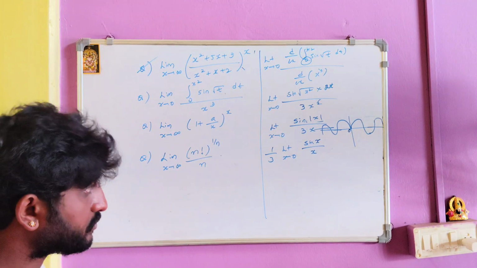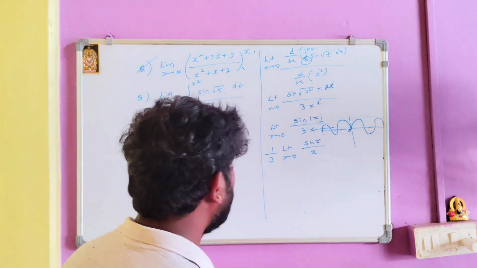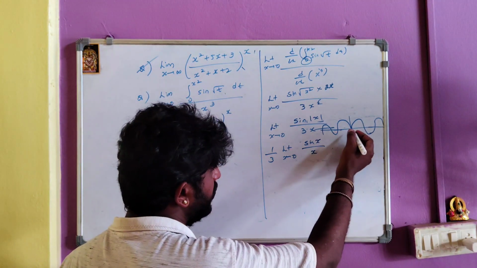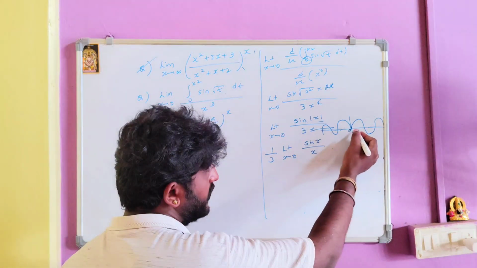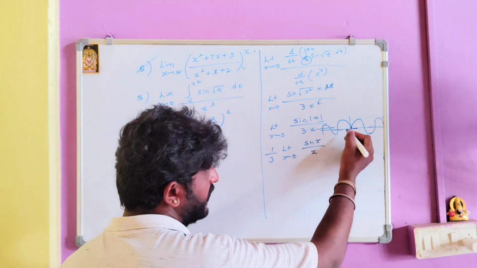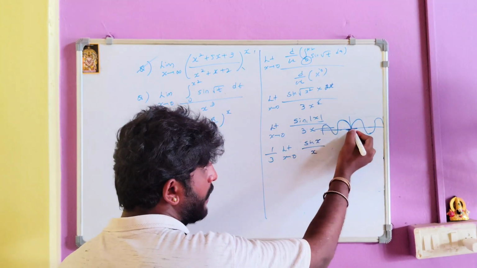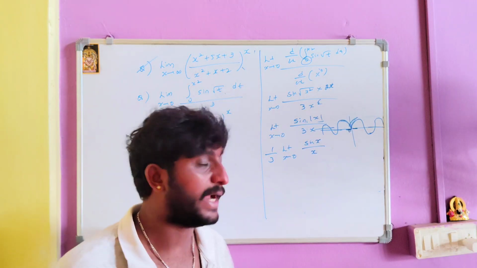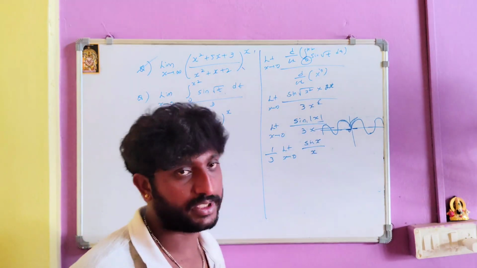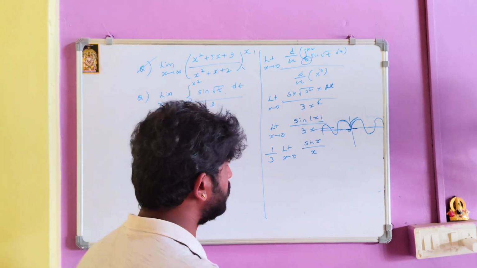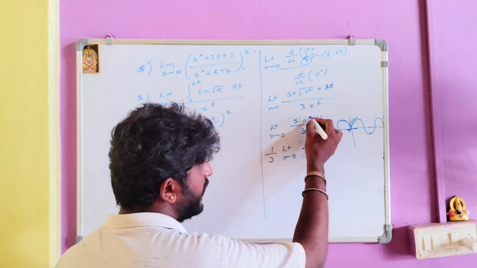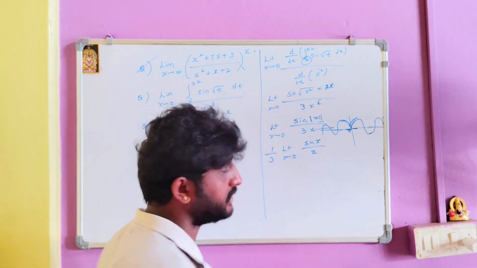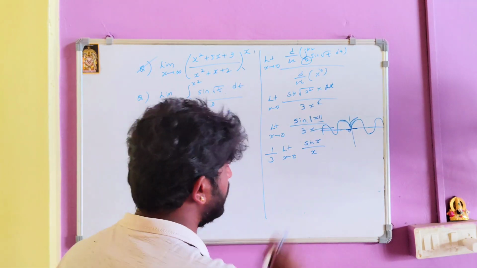We are applying 0 here. If you consider the left side or the right side, the graph is above the x-axis only. The graph is above the x-axis, sine mod x is positive. Instead of writing mod x, I replace it with x. Is it clear?